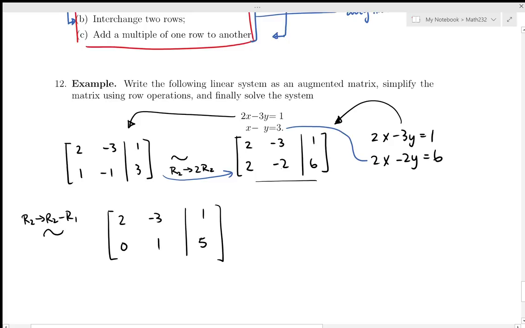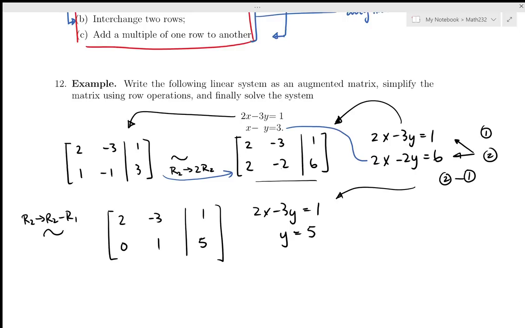Okay, let me write out what this system is. This system looks like this: 2x minus 3y is equal to 1, and y is equal to 5. That is the same. I could do the same thing here. I could just take this equation here, this one, and then subtract that one, right? So I would take here, if this was 2 and this was 1, I would go 2 minus 1, and I'd be with those two equations there. Okay.